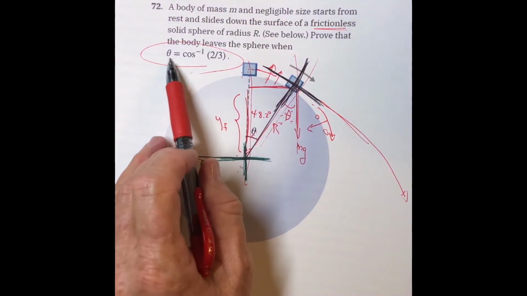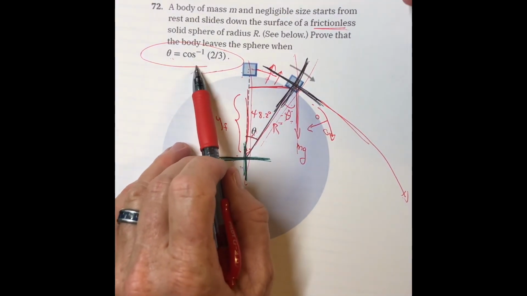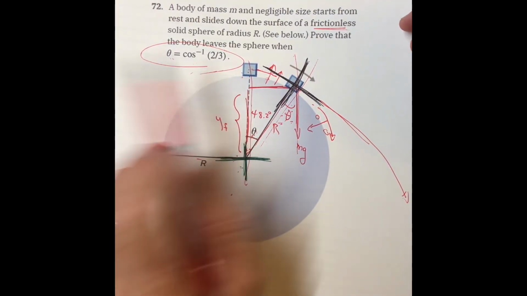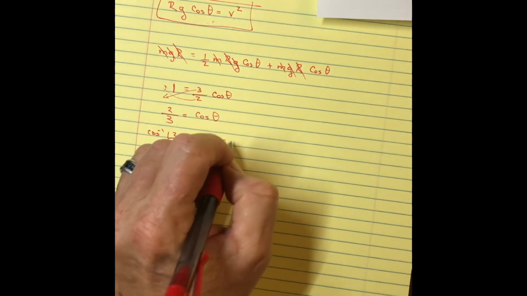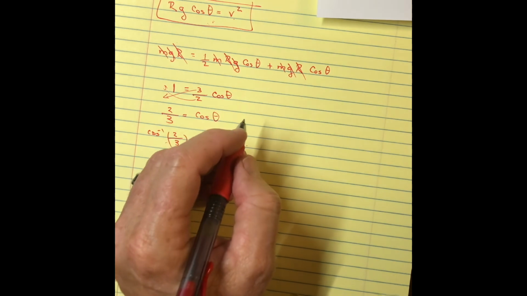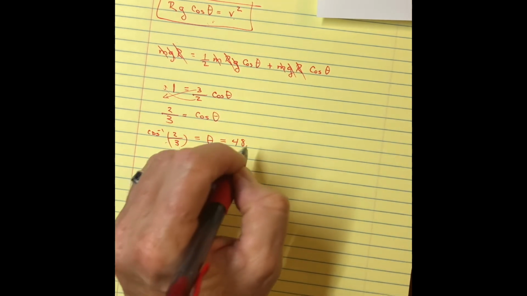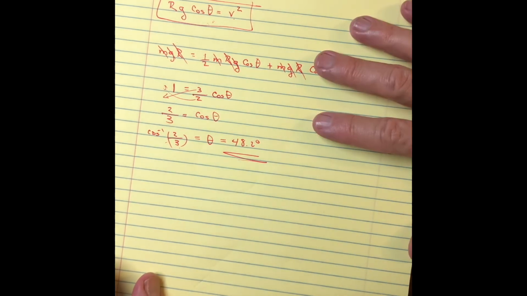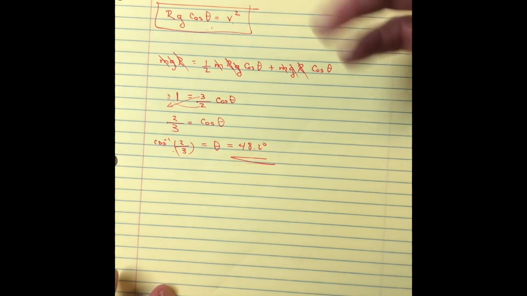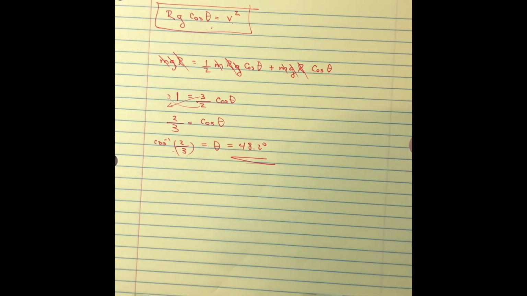We're asked to prove that the angle, when it leaves, is equal to the inverse cosine of 2/3, which we calculated earlier to be 48.2 degrees. All right. Good, tough problem. Got to rely on not just the new stuff, but also the old stuff. Hope that helped.